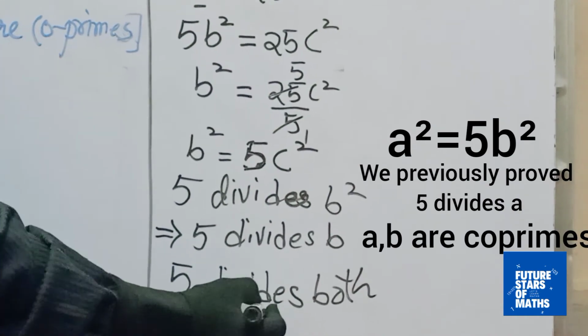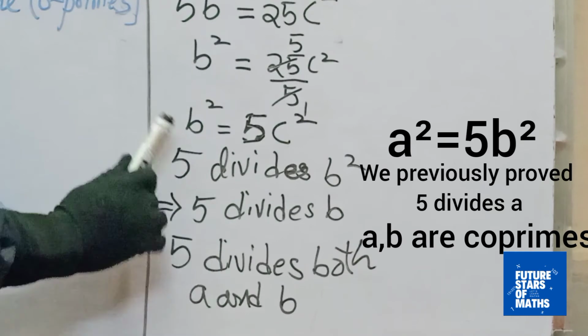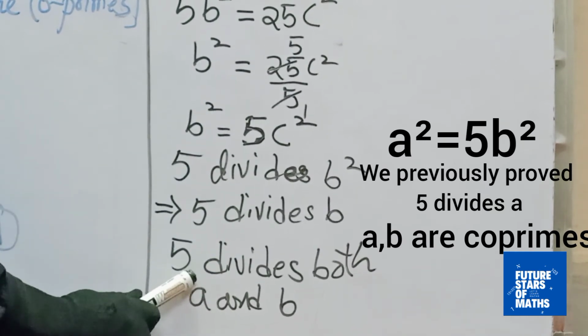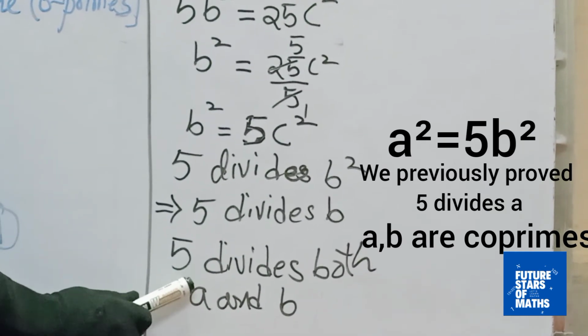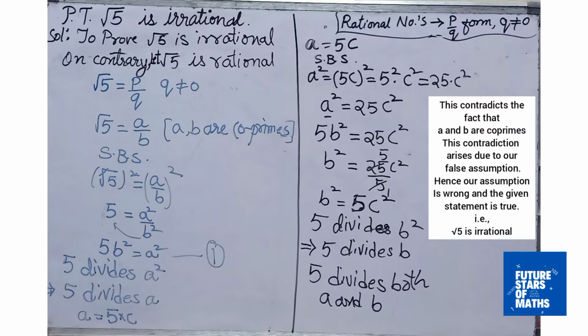But what are a and b, students? They are co-primes. So if a and b are co-primes, can this statement arise? It can't arise. So this contradicts the fact that a and b are co-primes. This contradiction arises due to our false assumption. Hence, we conclude that our assumption is wrong and the given statement is true. That is, root 5 is irrational. Okay, students?